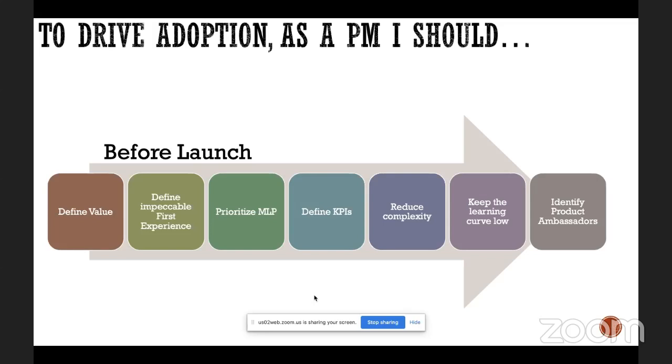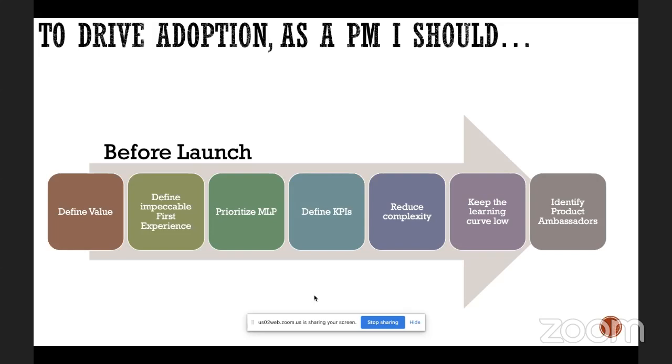Prioritizing the MLP for sure. This is again a topic in itself, but do not bombard your MLP with a bunch of features. Rather, focus on the ones which derive the key value. Defining KPIs, and we'll get into that as well in this presentation today. It is very important to understand and circulate with your stakeholders and business leaders the key KPIs that this product will drive.